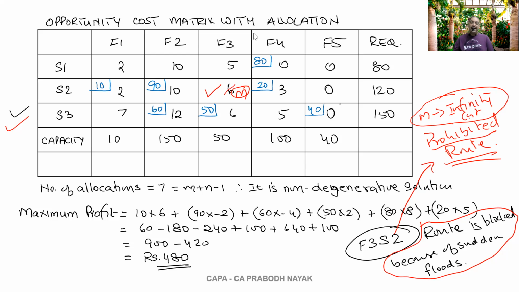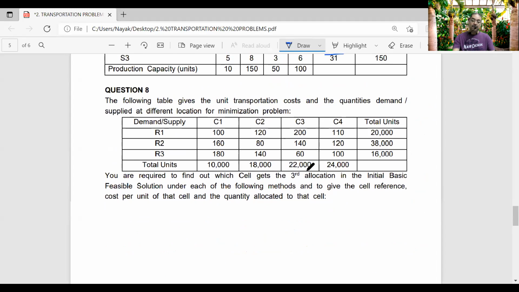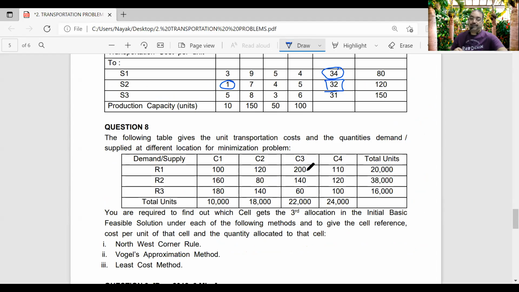So let us come to question number 8 and see how it is different. Question number 8. Basically, in this lecture I wanted to solve these 2 problems only, because everything else is simple. There's nothing in transportation. Question number 8, what they have said is, the following table gives the unit transportation cost and the quantities demanded or supplied, as usual, at different locations for a minimization problem.